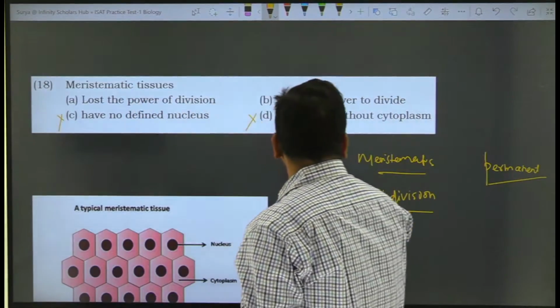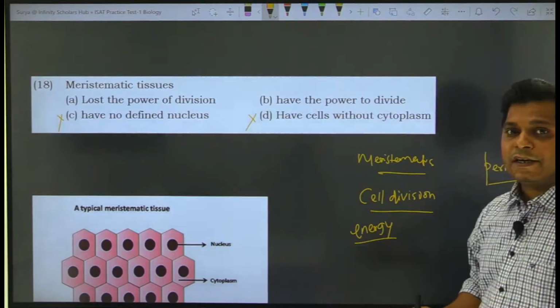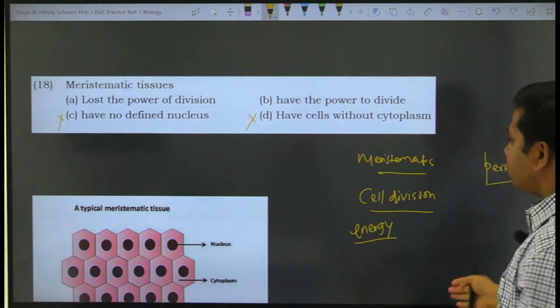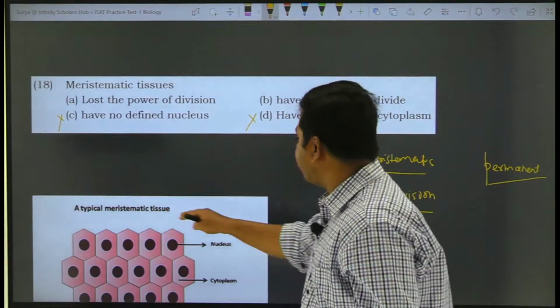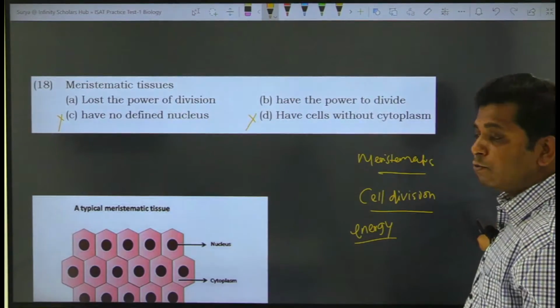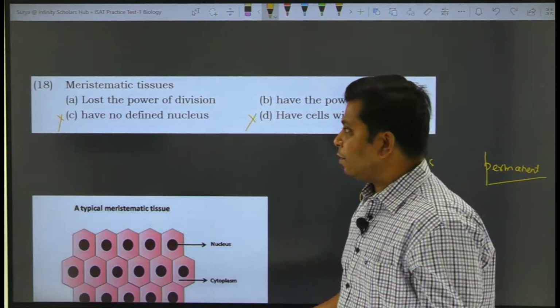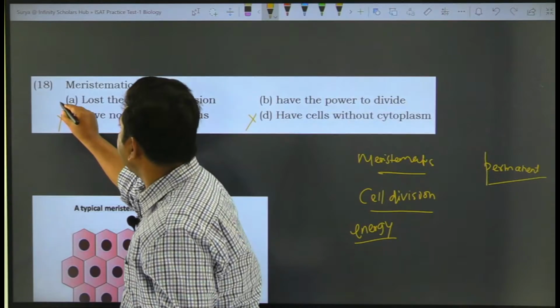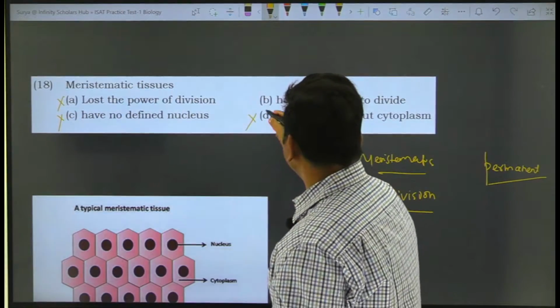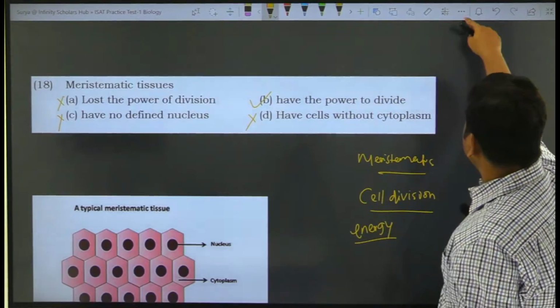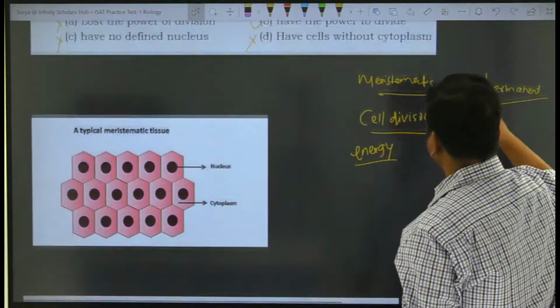Lost the power of division, we said that the tissues have been classified into two different types basis their power of division. The one which lost their power of division are called permanent tissues, and which have the power to divide are called meristematic tissues. So this is also incorrect. So the only choice therefore, this one, is the correct answer. So let's look at the next question.